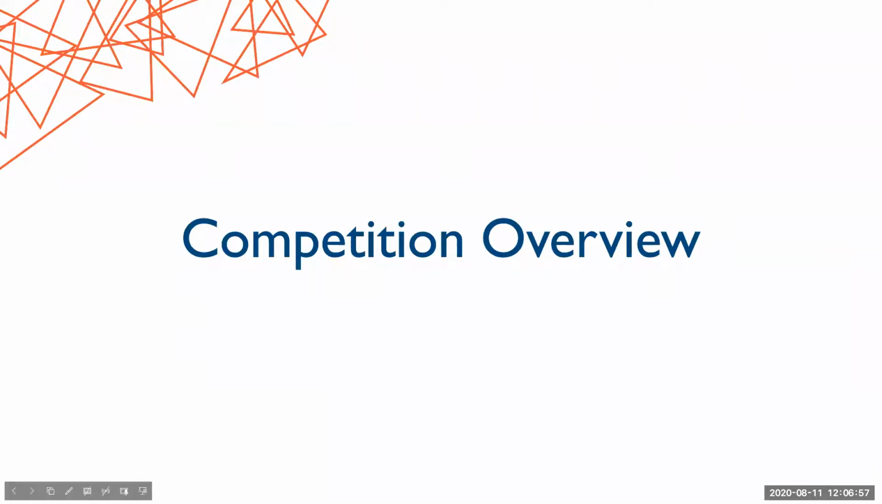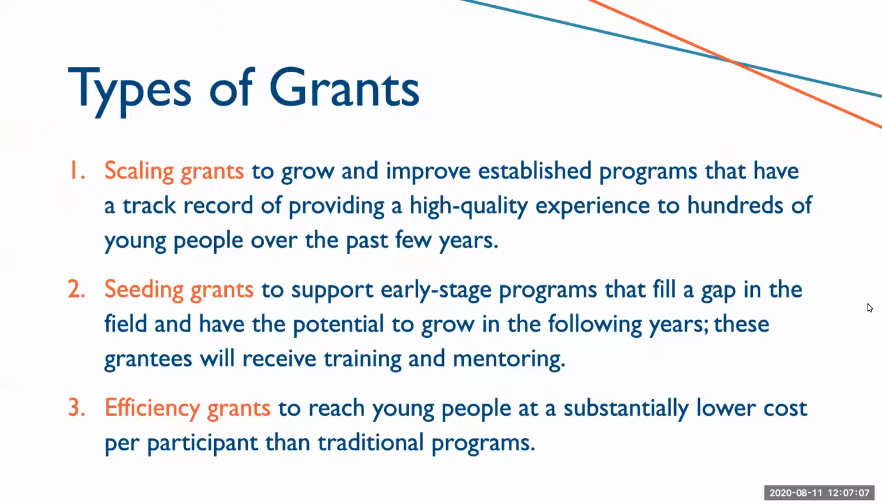I want to turn to give an overview of this grant competition. We'll start off by talking about the three types of grants. The grants are scaling grants, seeding grants, and efficiency grants. The first two listed here, scaling and seeding, are familiar from past competitions. Scaling grants are larger grants for organizations that have experience conducting high-quality virtual exchange and are seeking to further expand their program. Seeding grants are smaller grants for organizations that are seeking to grow and improve an early-stage program.